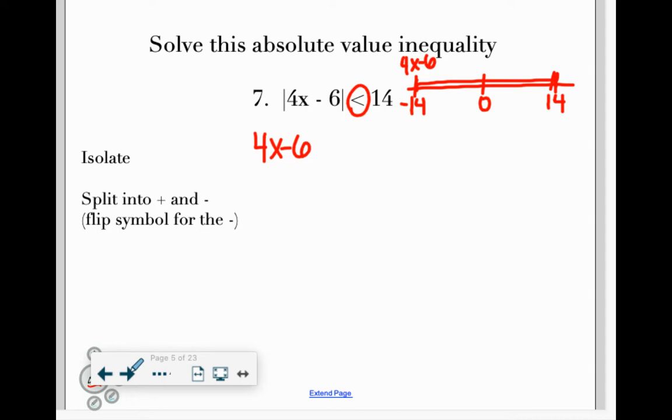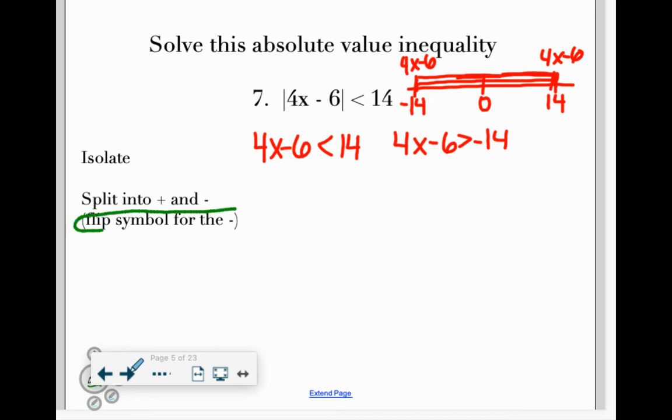So either 4x minus 6 is negative 14, or 4x minus 6 is positive 14. And you need it to be somewhere in between the 2 answers for that. So we basically need it to be less than 14 or greater than negative 14. Basically, you just write the same symbol you already had, but when you go to do the negative 14, you have to flip the symbol. That's what that means. So keep this one the exact same, and this one flips when it becomes negative 14.